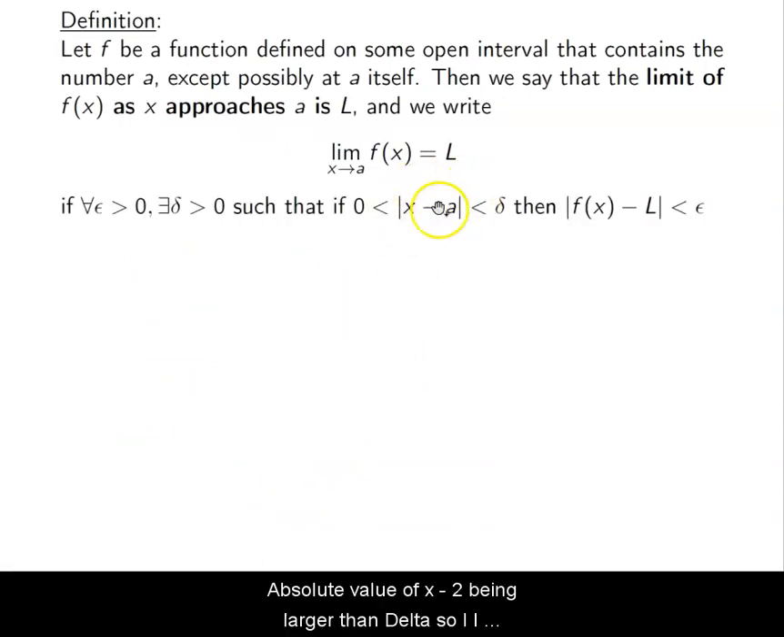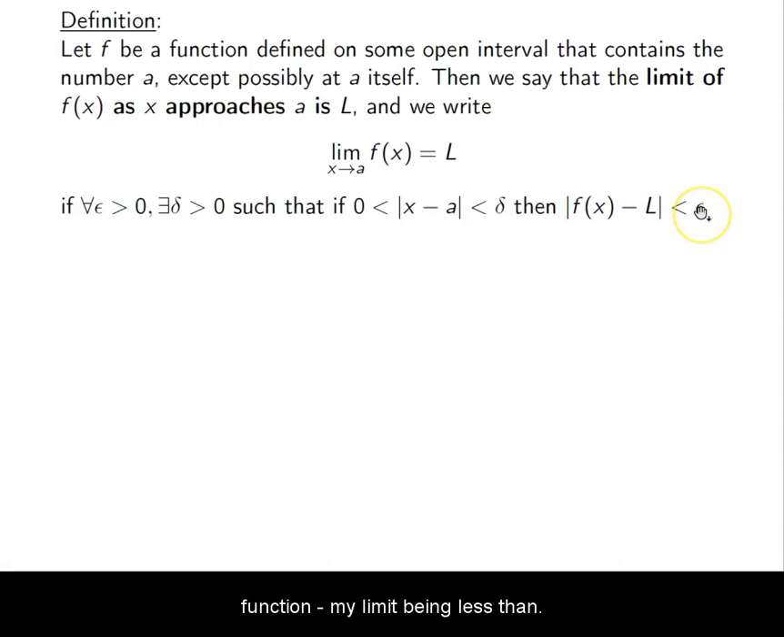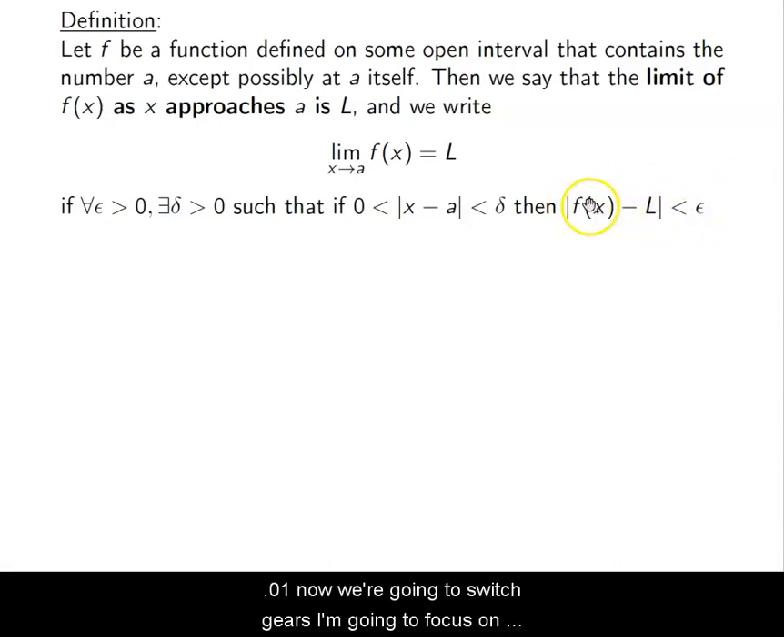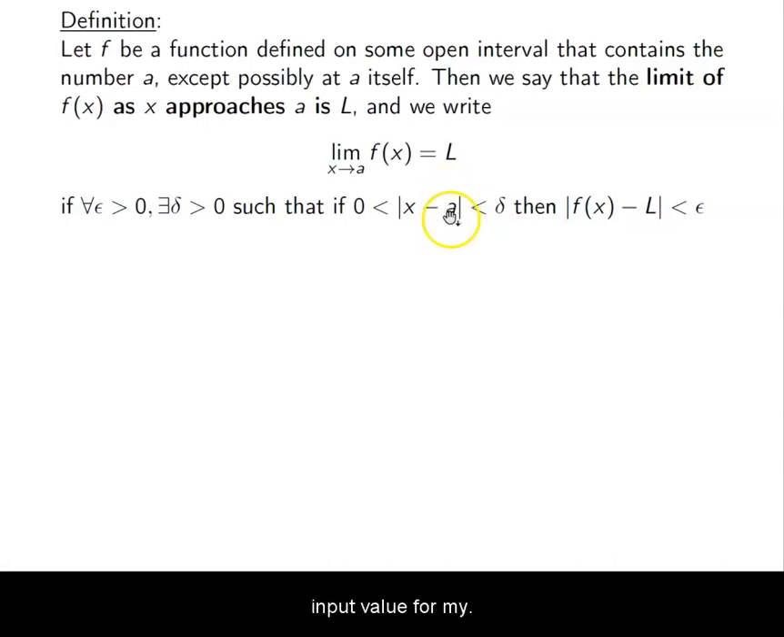Now, if we come back to what we were doing, this part, the absolute value of x minus 2 being larger than delta. I worked this down to something that I'm going to need. It's no longer x minus 2 and it's turned into x plus 2, which is fine because now I have a relationship for x minus 2 and a relationship for x plus 2, which only for this example is what I need. So we're going to start working now with my function minus my limit being less than 0.01. Now we're going to switch gears and focus on the function and its limit instead of the input value for my limit.